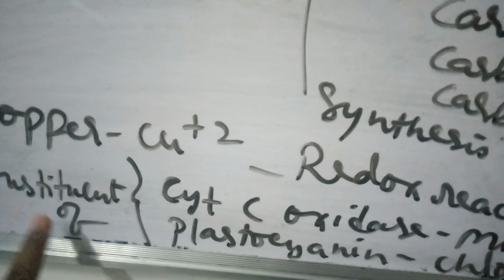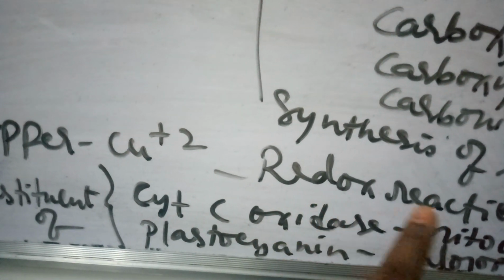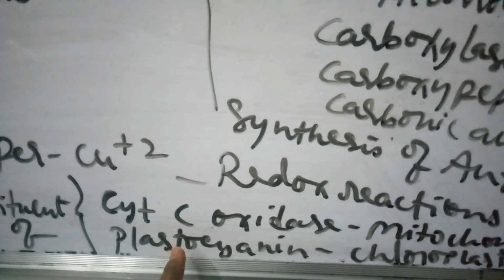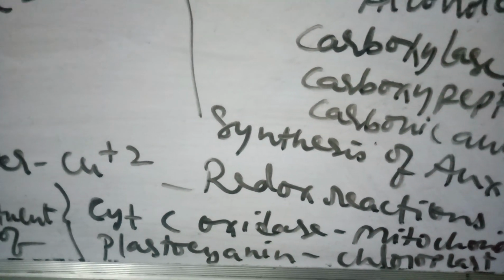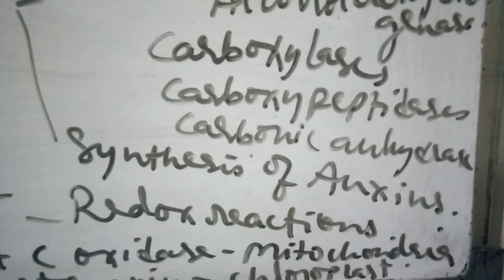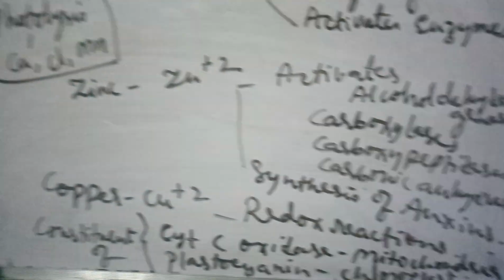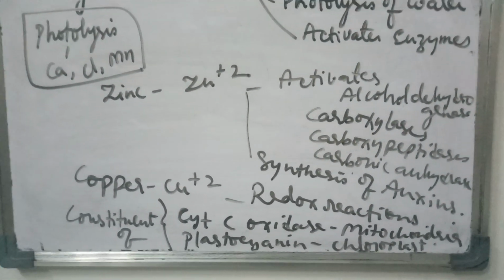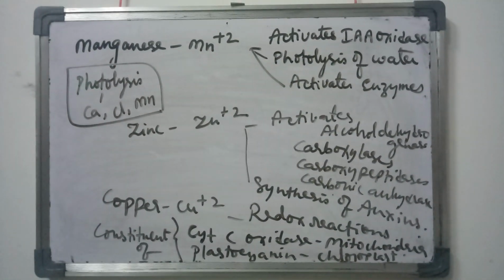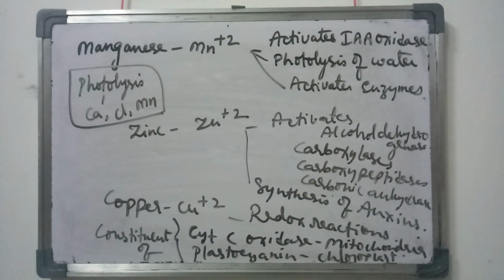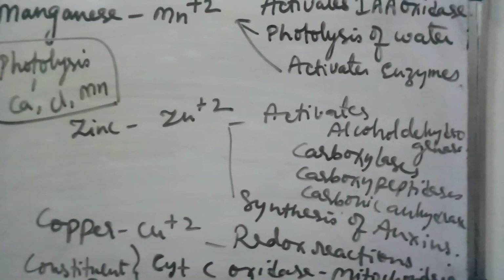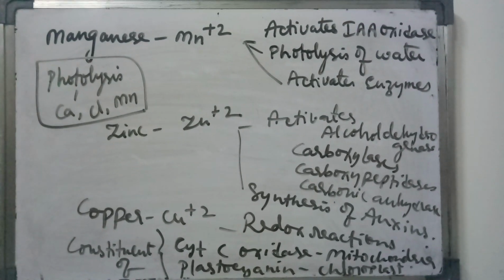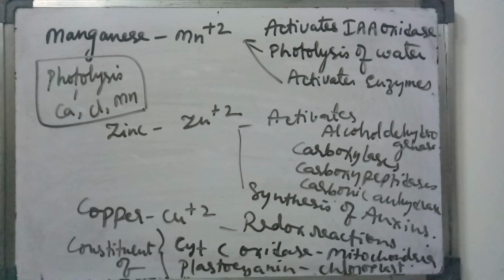So copper is an important constituent of cytochrome C oxidase, an electron carrier present in mitochondria, and also of plastocyanin, another electron carrier present in chloroplast. This you have to note down about copper. I think you have completed writing. So this is about micronutrients: manganese, zinc and copper. Only 2 micronutrients are remaining, that we will discuss.